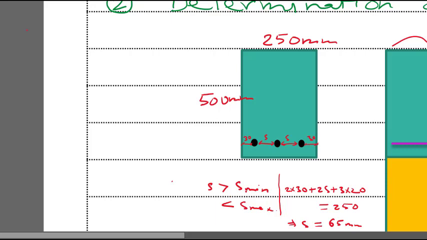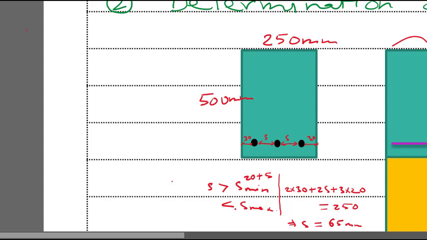Why? Because minimum spacing will be the maximum nominal size of the aggregate plus 5 mm. If the maximum size of the aggregate is 20 mm, the minimum spacing will be 20 plus 5, so 25 mm. So 65 is more than 25.